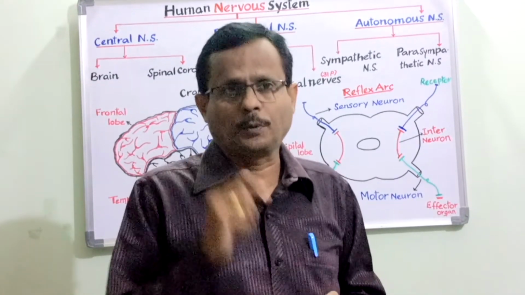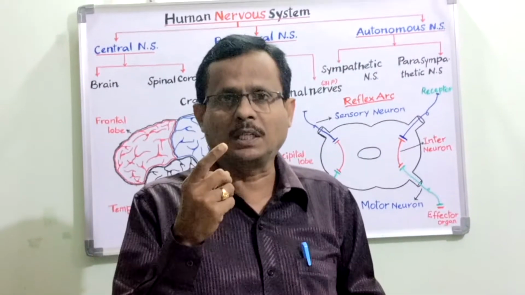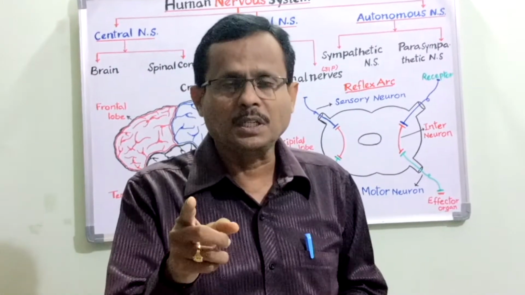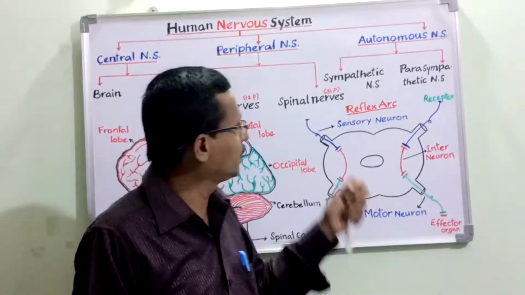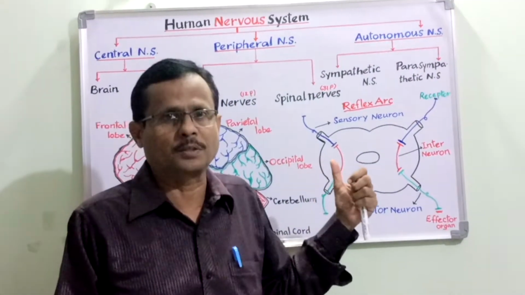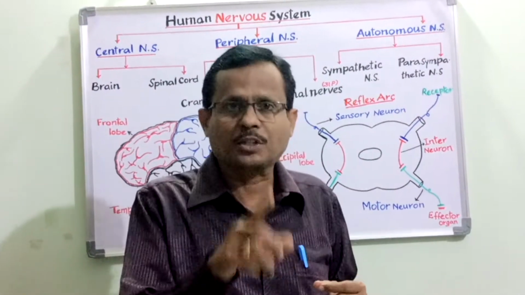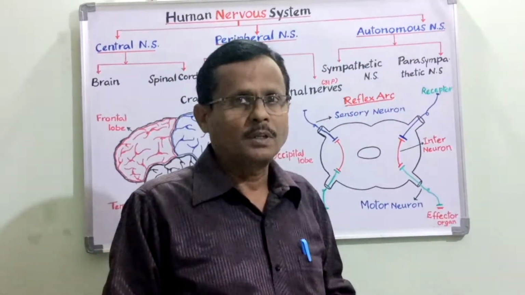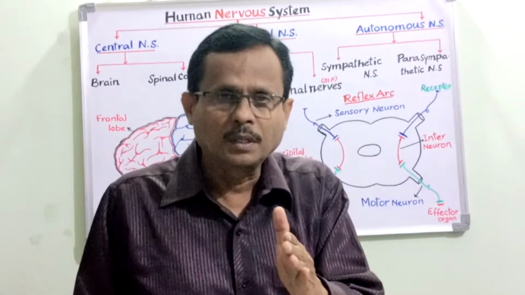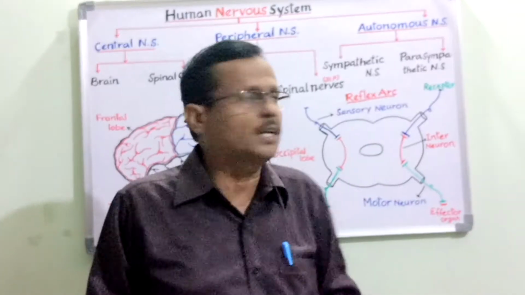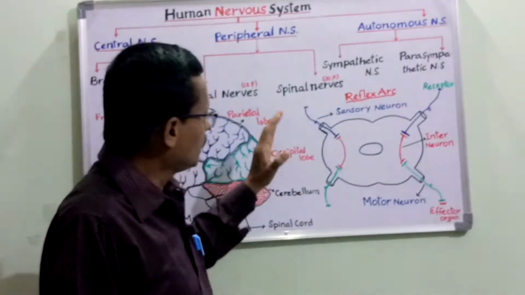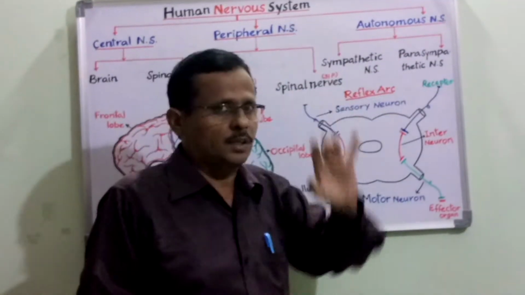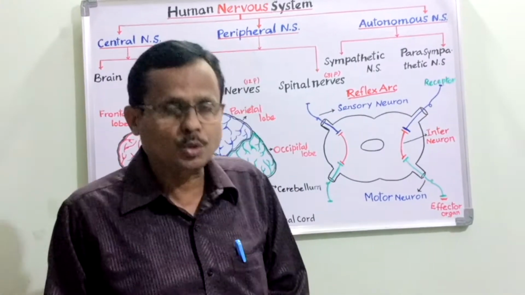So, in one word, the responses evoked by the spinal cord without the intervention of brain activity are called the reflex arc or reflex action. The pathway of this action resembles an arc, so it is called a reflex arc. The pathway of reflex action in an arc is called the reflex arc. So the reflex arc occurs like this. There is a receptor organ. Unknowingly, we have stepped onto some thorn.